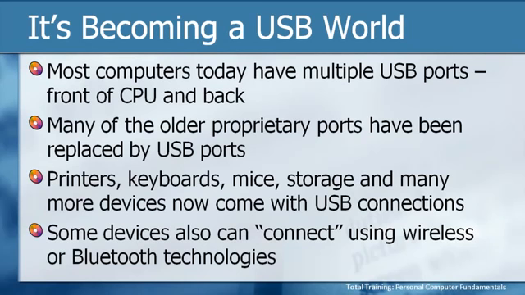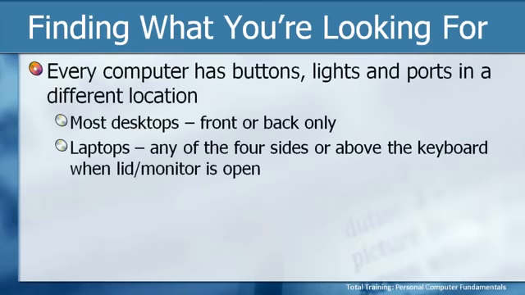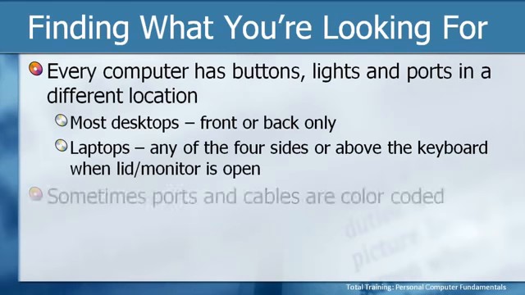If it's going to be wireless, there needs to be some mechanism for that connection to happen. So how do you find what you're looking for? Well, every computer is going to have buttons, lights, and ports, and they're all going to be in a different location. Most desktops have front and back ports only, so you can limit it to at least 2 of the 4 or 6 sides, if you will. Laptops, of course, can be a little more tricky. They can have any of the 4 sides, or above the keyboard when the lid or the monitor is open. So sometimes on laptops, you're going to have to search around, everywhere probably except on the bottom.